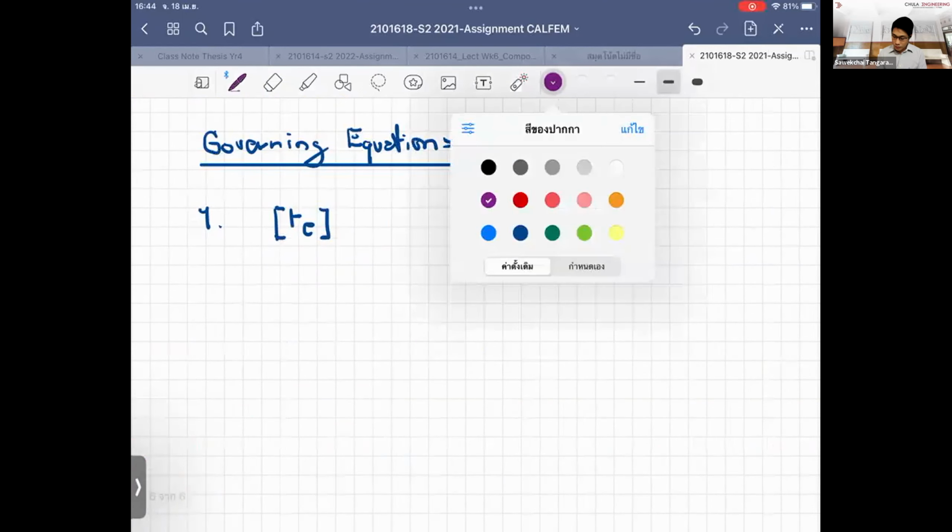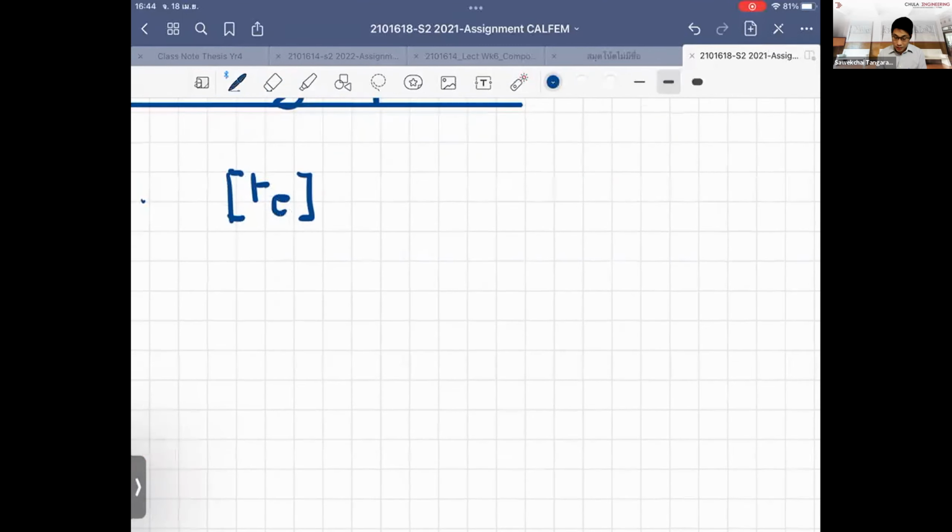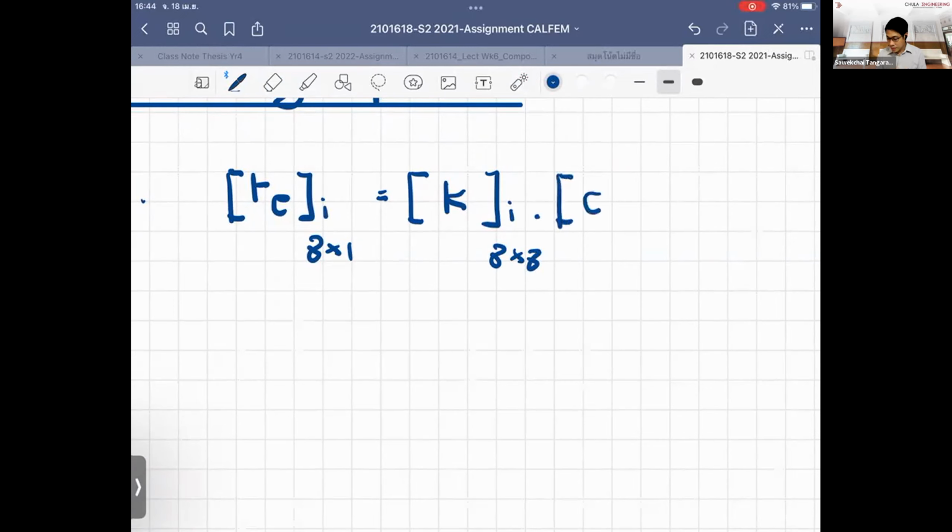So the dimension of the force vector is x by 1, and it equals the standard stiffness matrix of each element, which is x by x. I'm saying this belongs to member i, times the displacement, which is x by 1, belonging to member i. And we assemble them later.